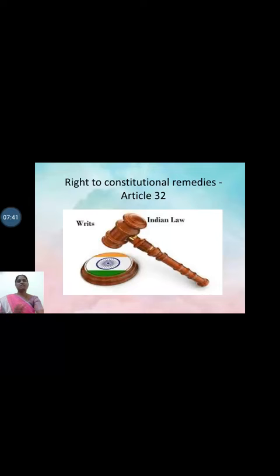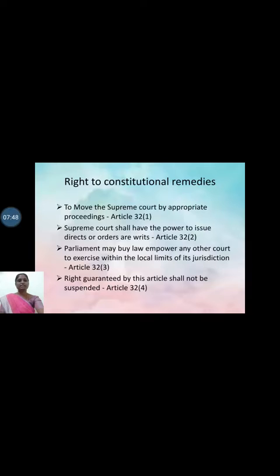Okay, see the next one, right to constitutional remedies, that is elaborately discussed in Article 32. To move the Supreme Court by appropriate proceedings, that is described in Article 32(1). That means it provides that a citizen can approach the Supreme Court of India by due process of law for the implementation of the fundamental rights.